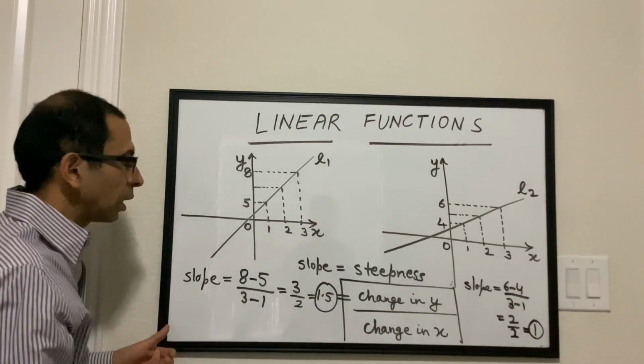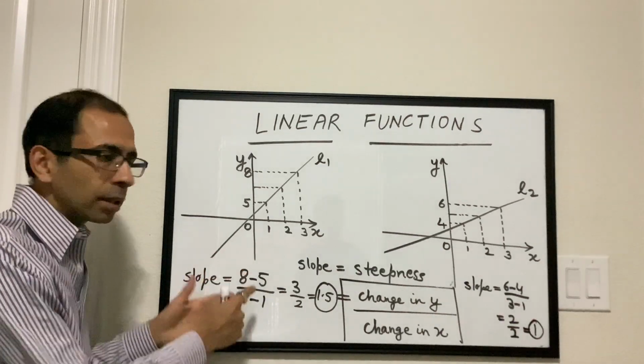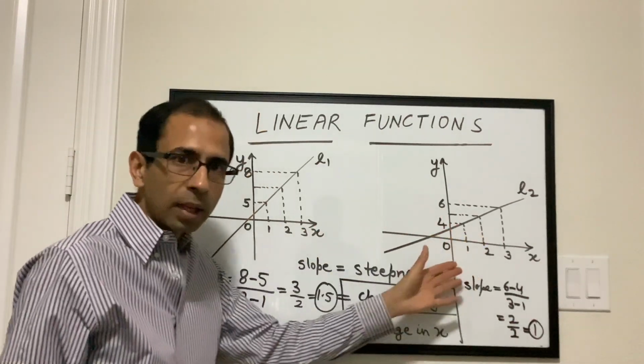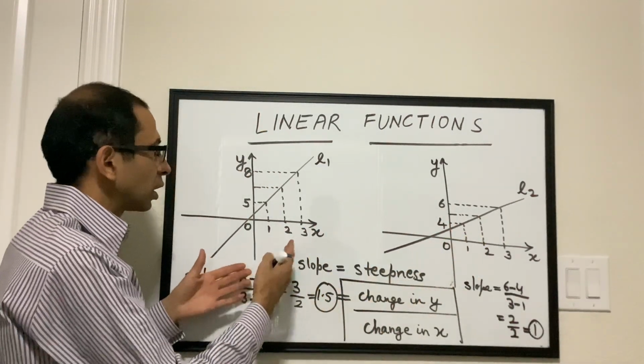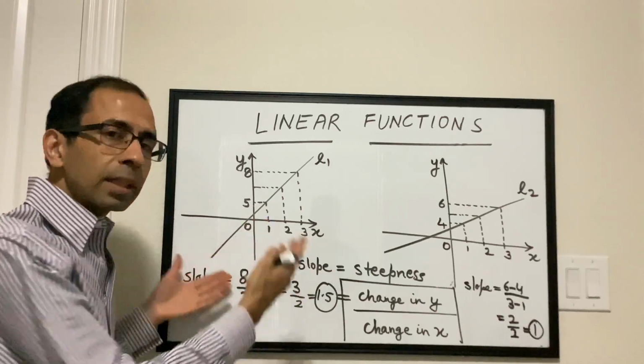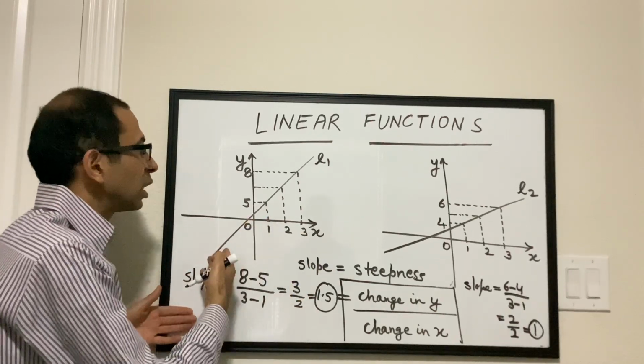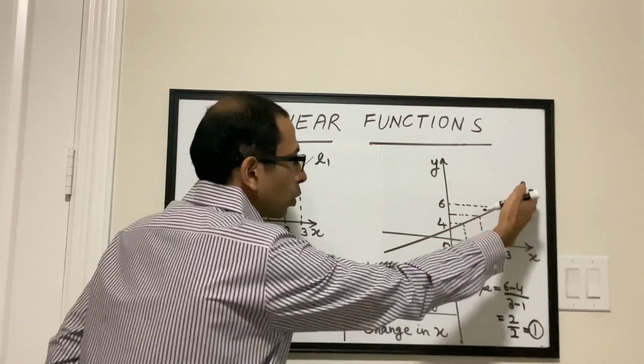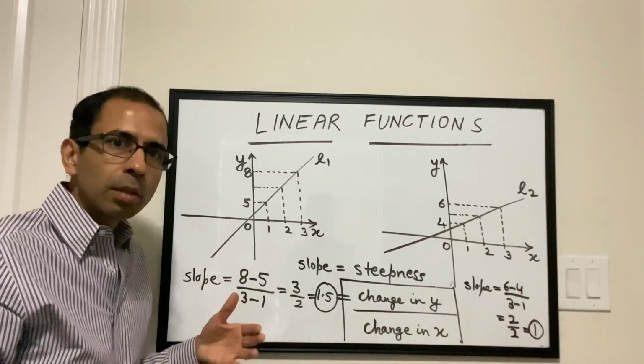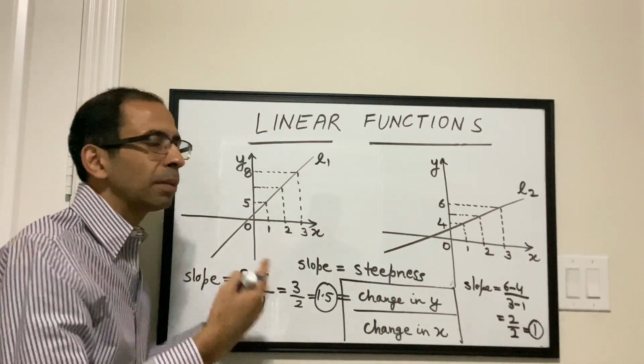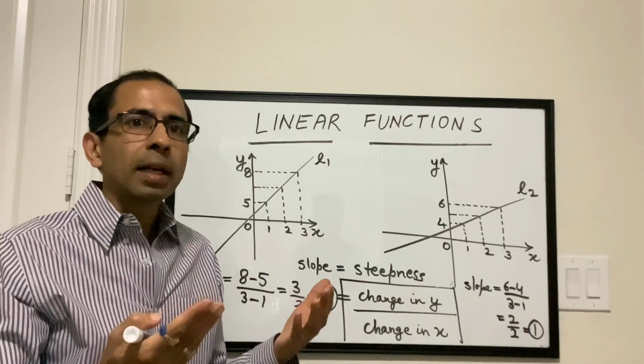So we do see that the slope of line 1 is more than the slope of line 2, which is kind of obvious just by looking at the lines as well, because line 1 is steeper as compared to line L2. That's why I mentioned in the beginning that slope is nothing but the steepness of the line, how steep the line is.